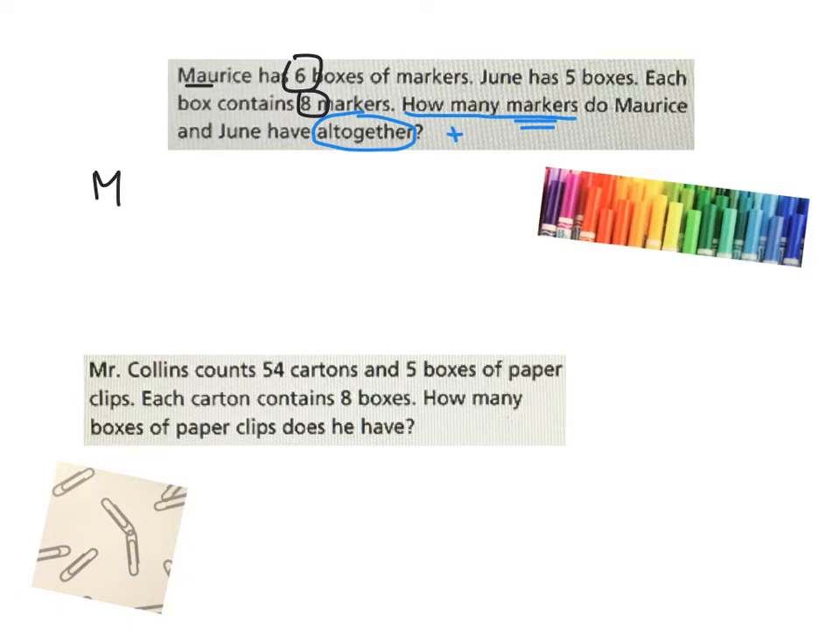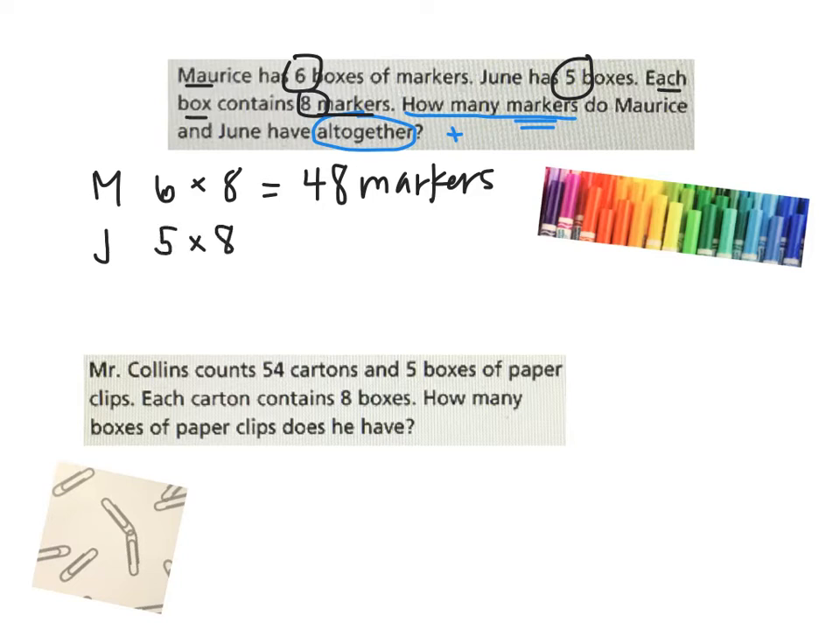So for Maurice, we can find her total by taking, or his, not quite sure, 6, which is the number of boxes that Maurice has, times 8, which is the number of markers in each box. So Maurice has 48 markers. And June, I'll use a J, has 5 boxes of markers. And remember that each box contains 8 markers. So now I take that 5 boxes times 8 markers in each box. So June has 40 markers.